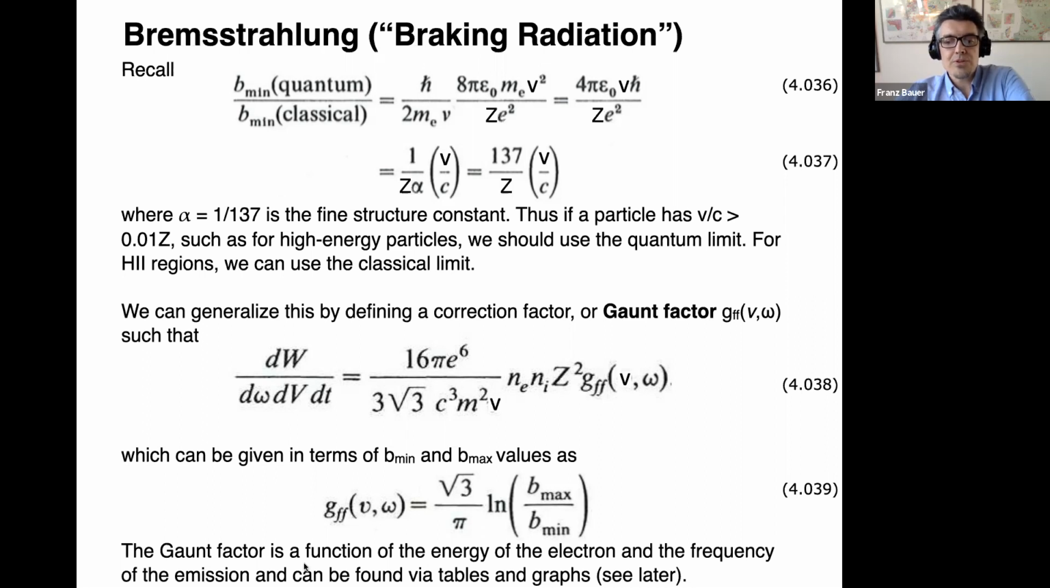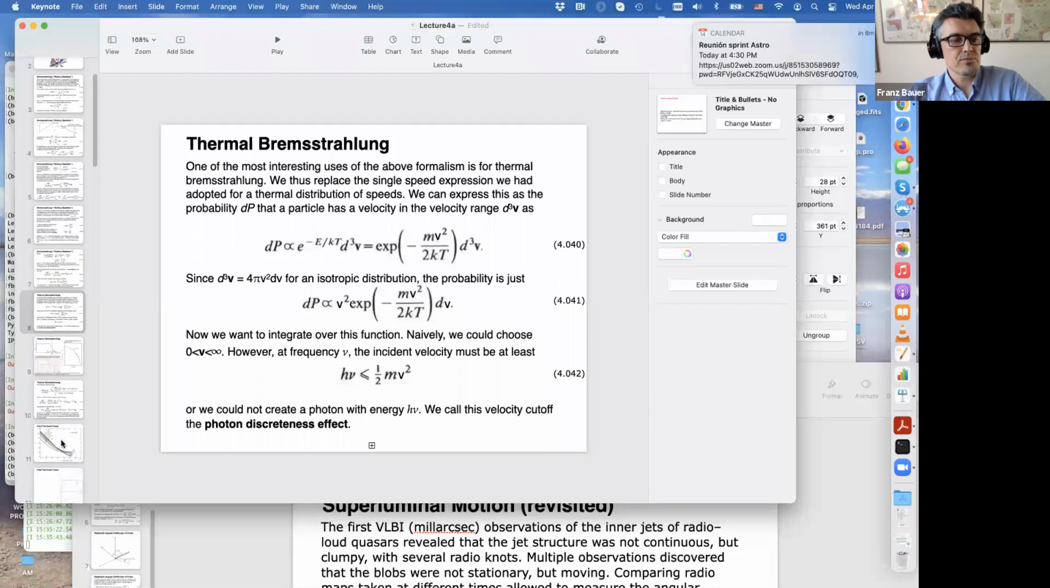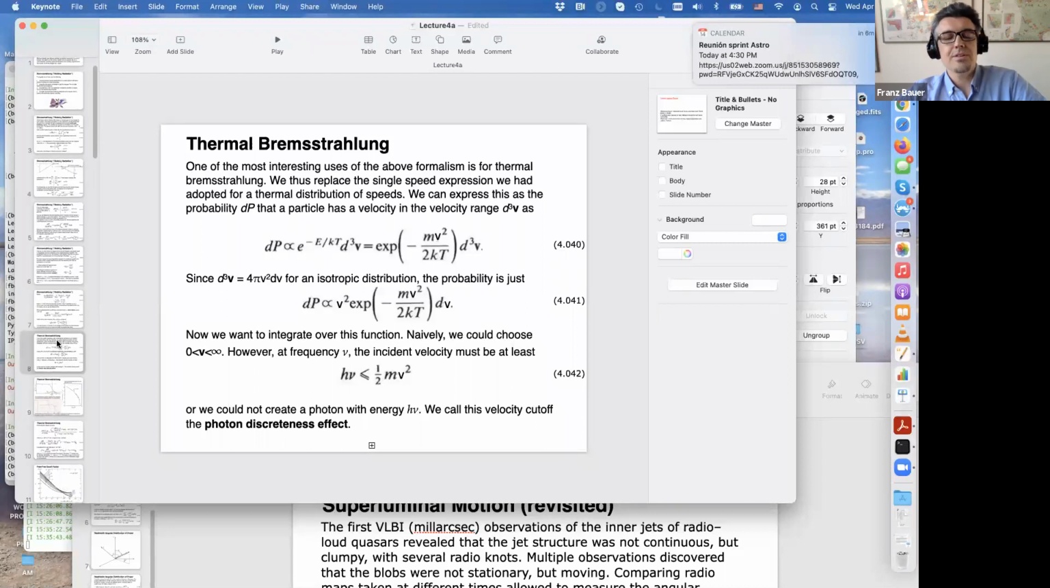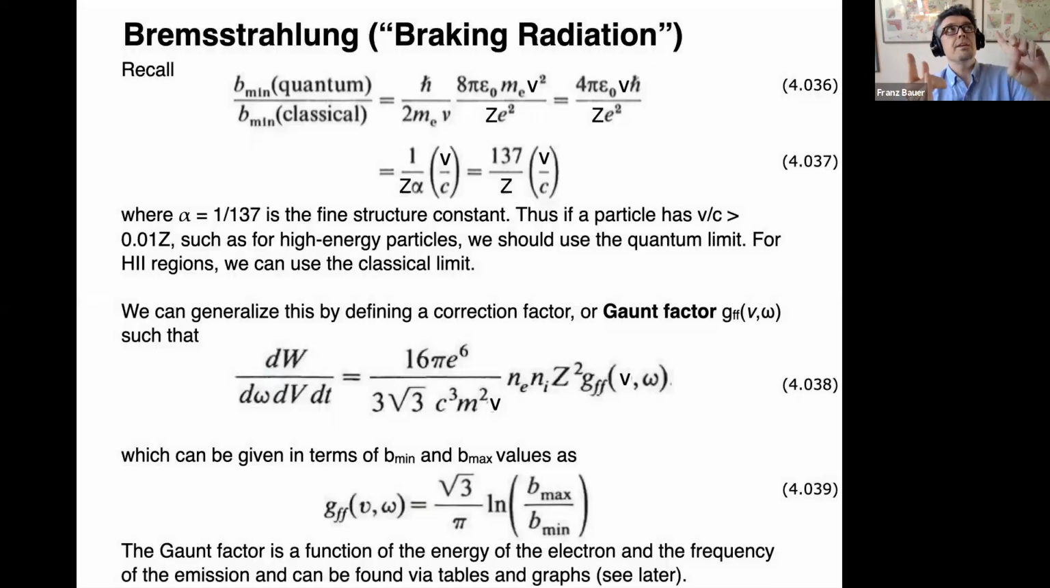And so, I'll show you some plots of this next time. But this was, I think, more or less all I wanted to say. I guess this is probably a good enough place to stop. So this is the derivation for the energy, the amount of energy coming out per frequency per volume per time for a given velocity.